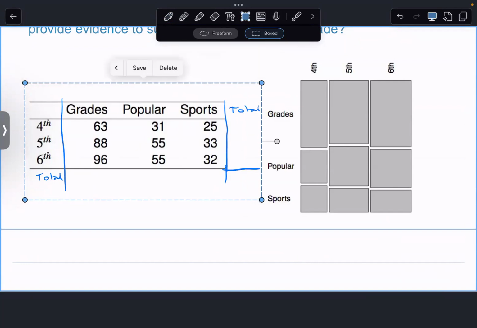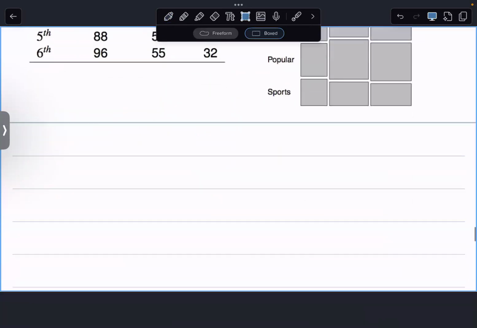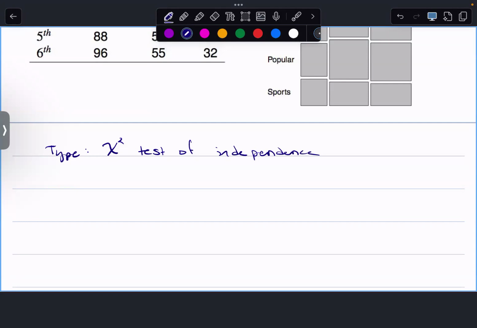How about I clean this up. First, the type is going to be a chi-squared test of independence. As you can probably tell by now, a huge hurdle on the test and on the final exam, because then we'll have even more types, is figuring out what type of question it is. Once you've landed on that, then you can just follow the formula sheet and let it guide you, right? And so that's arguably the hardest part.